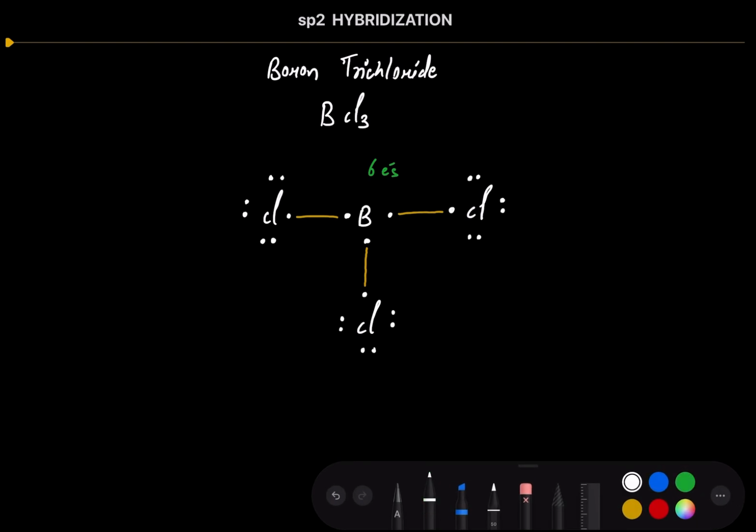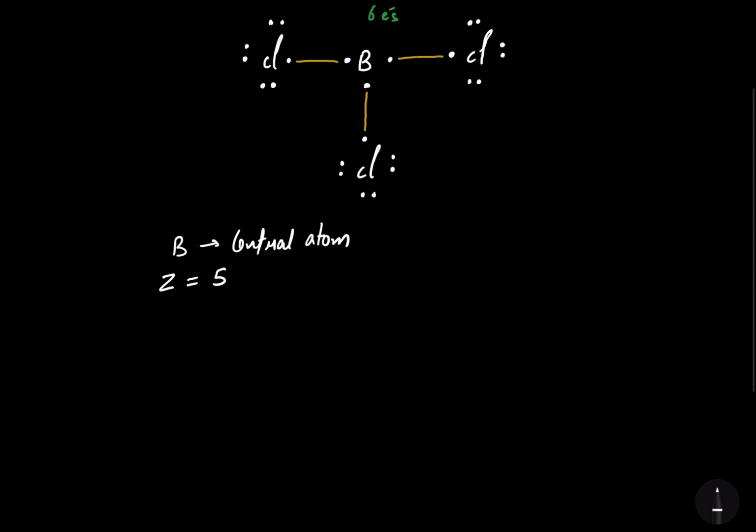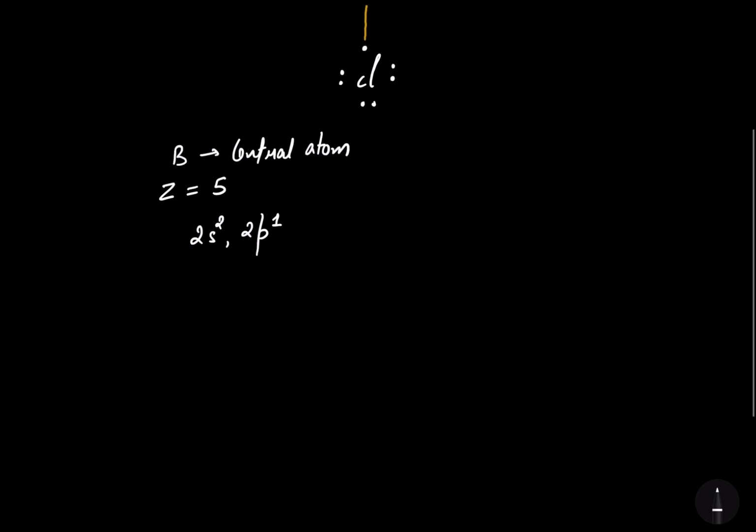In this case, the maximum number of bonds is formed by boron, as it's forming 3 bonds. So boron is our central atom. What's the configuration of boron? Let's talk about the atomic number first. The atomic number of boron is 5. Then the valence shell electronic configuration of boron will be 2s2, 2p1.